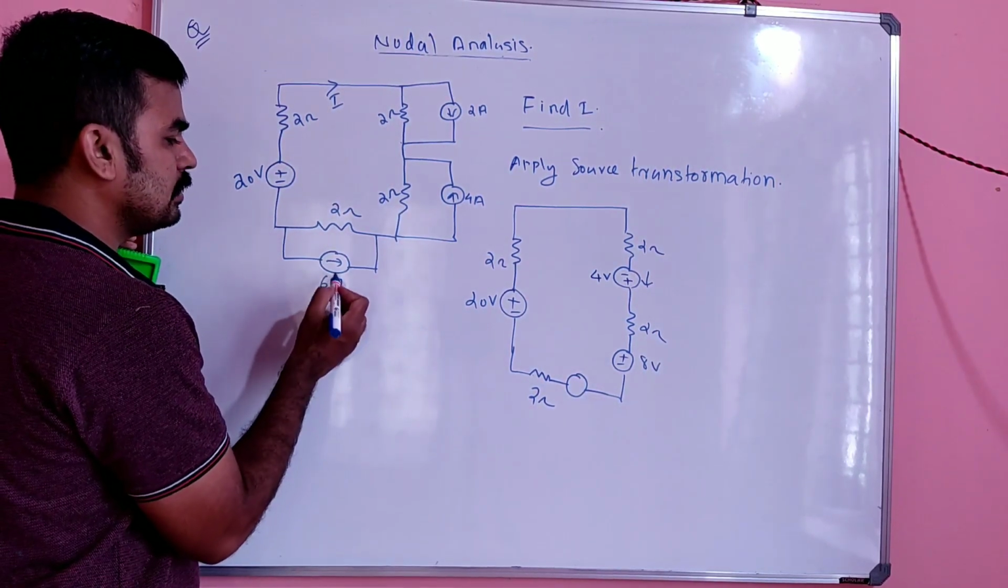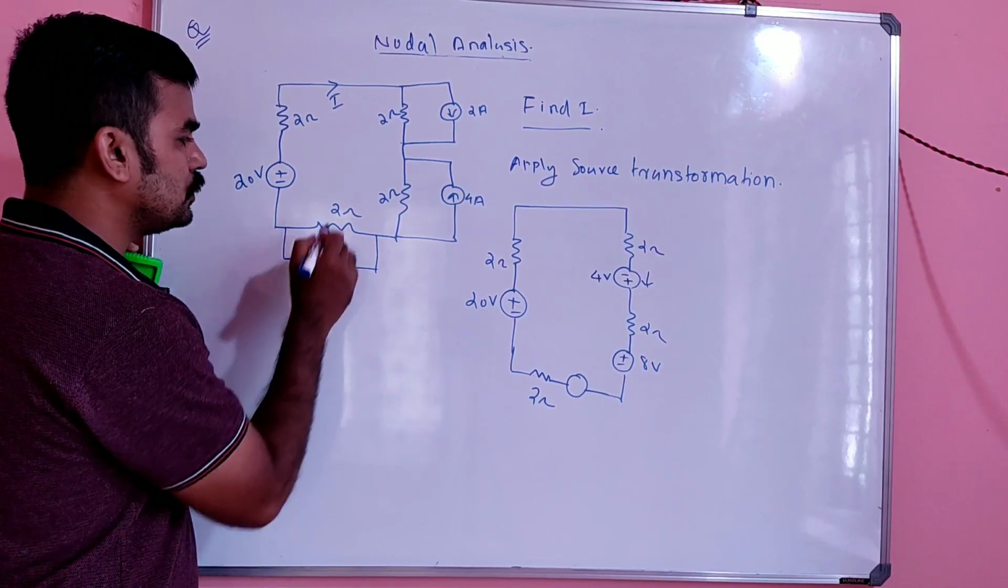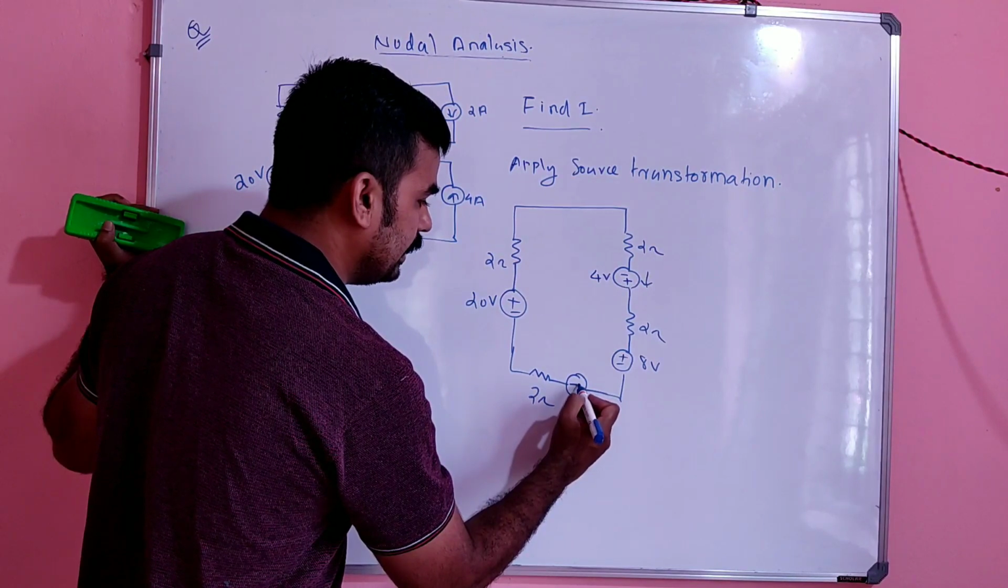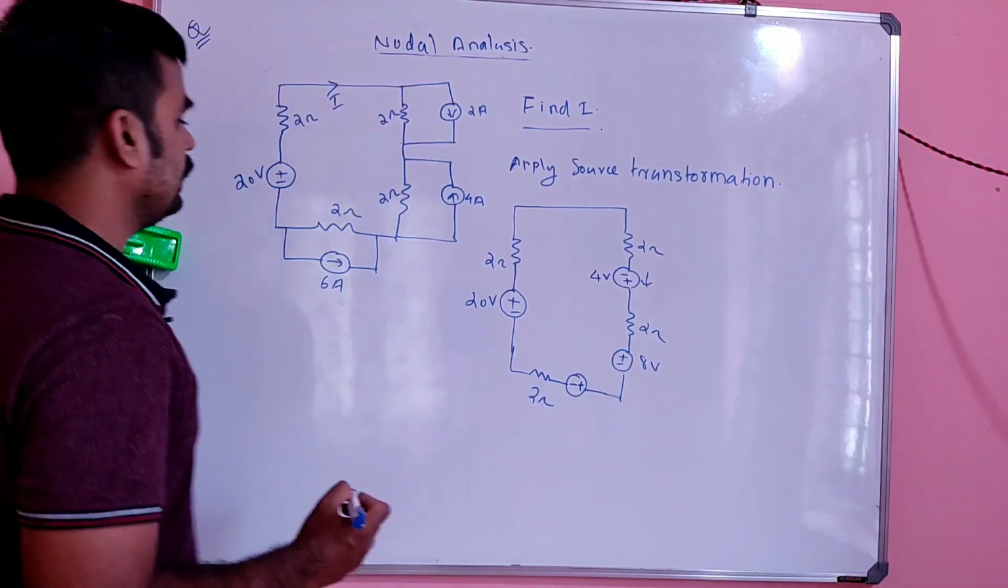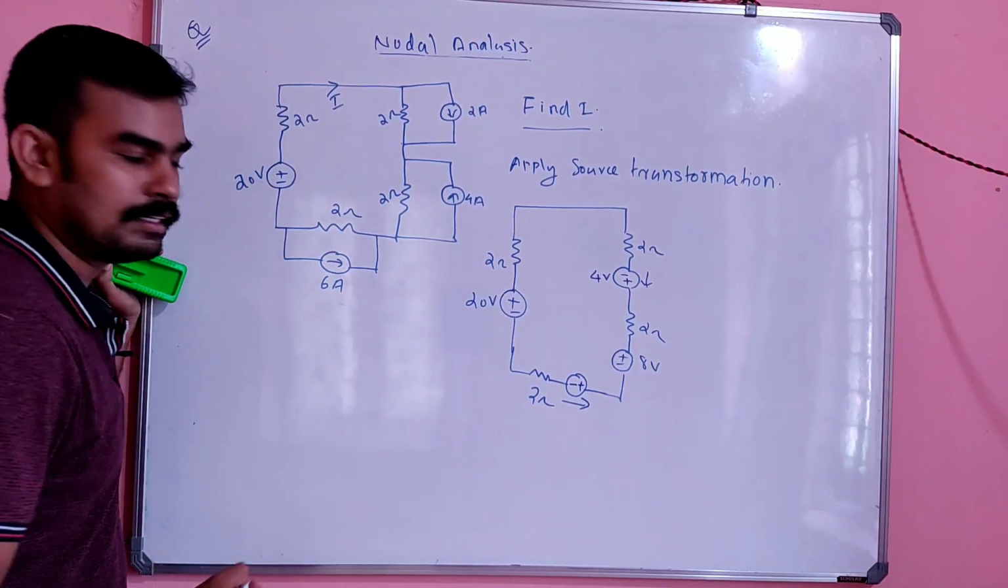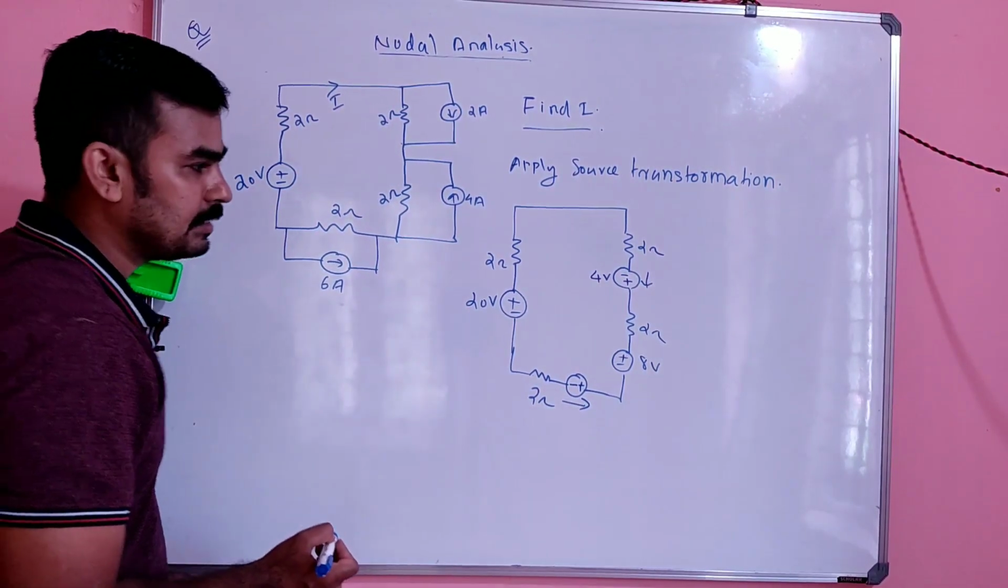Again come to here, V is equal to I into R, it will be 6 into 2, 12 volt, and the polarity like this. Polarity like this, because current is moving from here to here, so it is correct. It is correct regarding this voltage source.